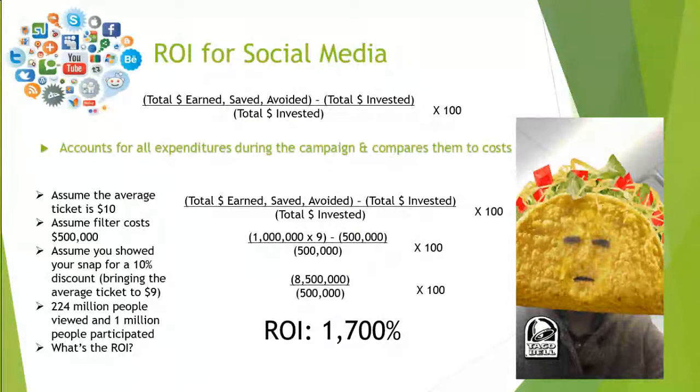Now, is 1 million people realistic? I think so. Taco Bell has over 5,600 locations, and so that's only assuming 178 people showed their Snap at each, and Taco Bell could run a campaign like this for a week. Even if their filter only was up for a day, they could allow people to achieve the discount for a whole week. So this is a really great example of a campaign for social media on Snapchat.